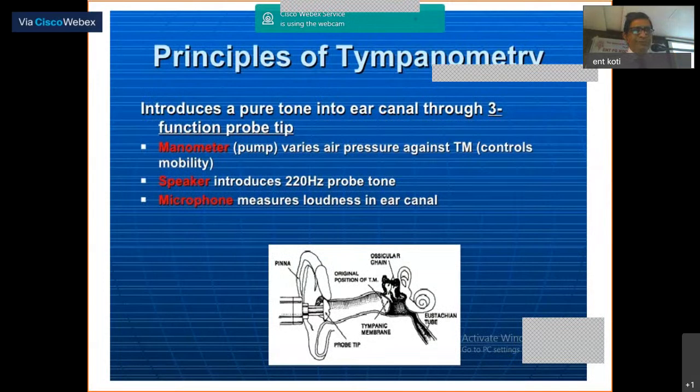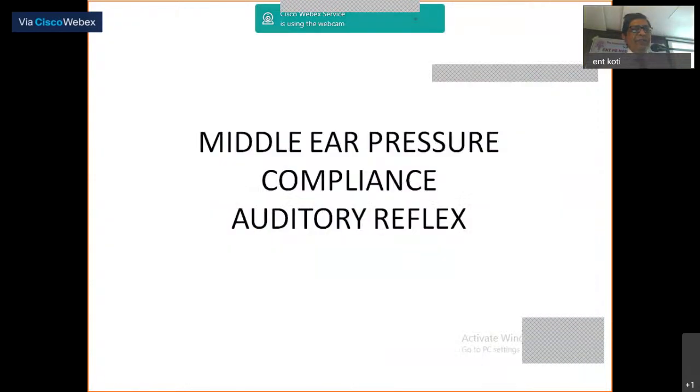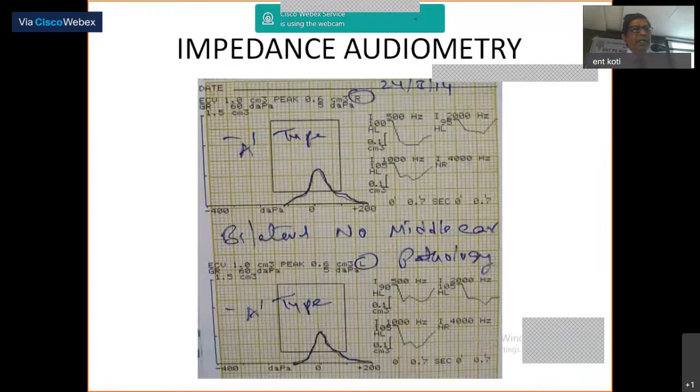Can I go ahead? Then middle ear pressure is measured, compliance is measured, auditory reflex is measured. You will get a type A curve in the graph. Here I want to bring your attention to ECV, extra ear canal volume, which is usually about 1. If you find it more, think about a perforation, because the middle ear cavity is added to the external ear cavity.